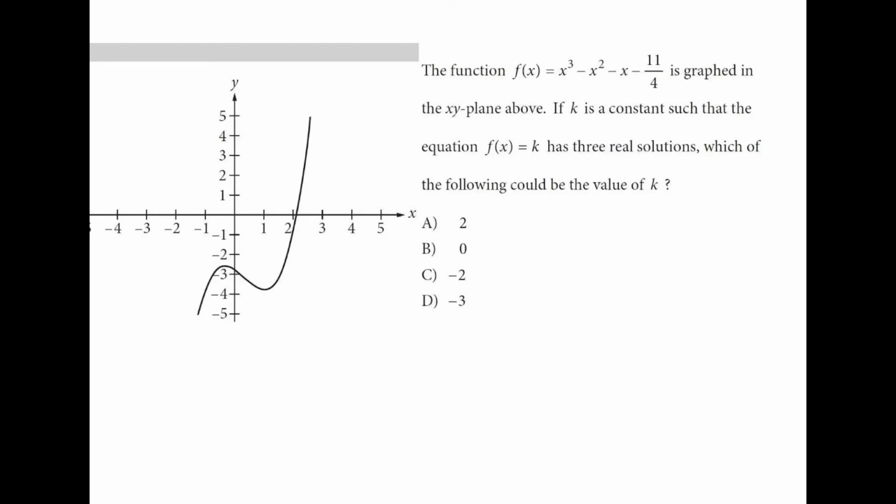So we're not finding zeros, we're finding at what point do we get a y value of k 3 times. So if we were to draw a horizontal line, like this, it's going to cross the graph 1, 2, 3 times. So it's going to be somewhere right around these two curves. 2 is way up here, 0 is way up there, -2 is not close enough, -3 fits.